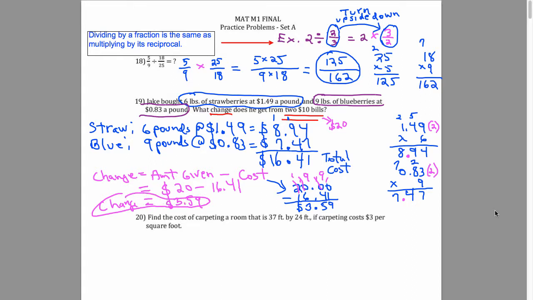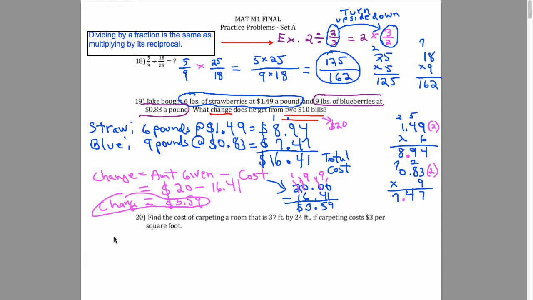Problem number 20 is another word problem. So once again, let's begin by reading it and making sure we understand what it's saying. They want you to find the cost of carpeting a room. So they're going to have to give us some kind of cost information. And they're going to have to give us how big the room is. And they do both. So find the cost of carpeting a room. It's 37 feet by 24 feet.